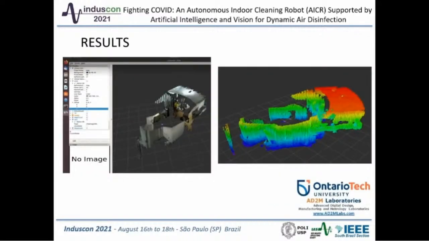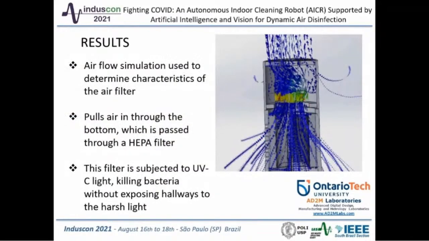Here we have a couple of pictures from the 3D SLAM mapping. This is useful for human detection. So we can run different human detection algorithms on point clouds like this and know where humans are in the space. We also want to make sure that our filter was effective enough, and so we ran airflow simulation. So basically we were pulling air in through the bottom, it's passed through HEPA filter and subjected to UVC light, which is all completely self-contained.